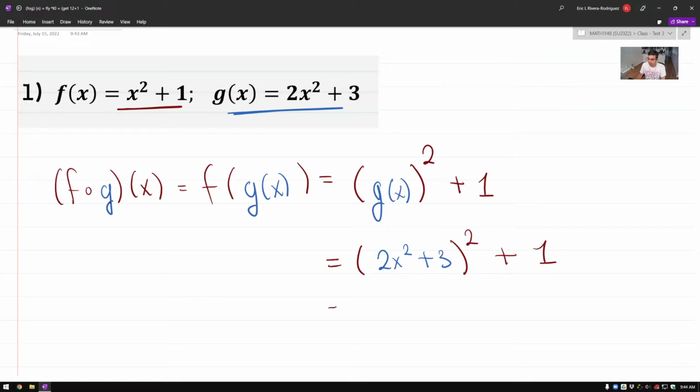Okay. And by this point, we are done with the composition. What we want then is to simplify. So let me simplify this. I'm skipping steps here, so feel free to ask questions if you have any.